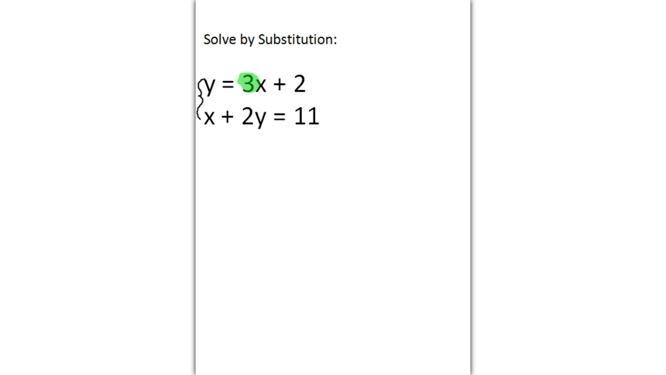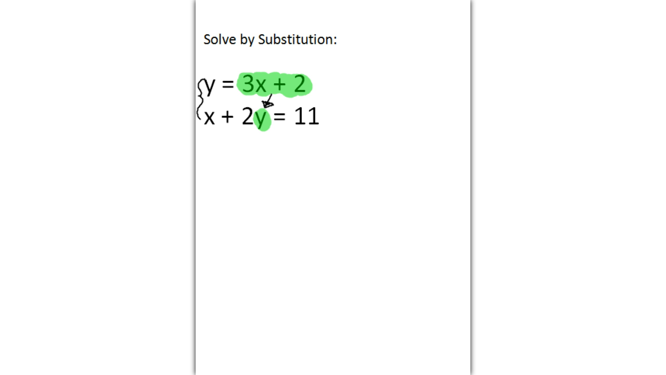So what we're going to do is take this 3x plus 2 expression here, since instead of calling that 3x plus 2 we know that it's also equal to y. So we're going to take it and plug it in for the y in the second equation. We're literally going to replace y with 3x plus 2.